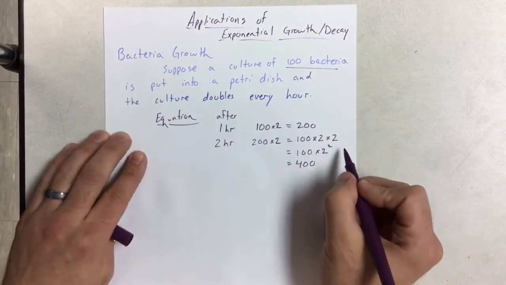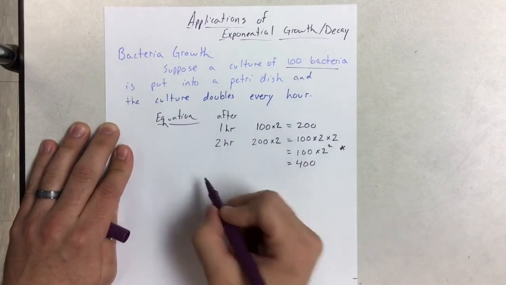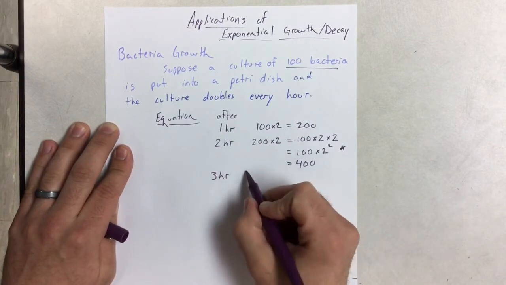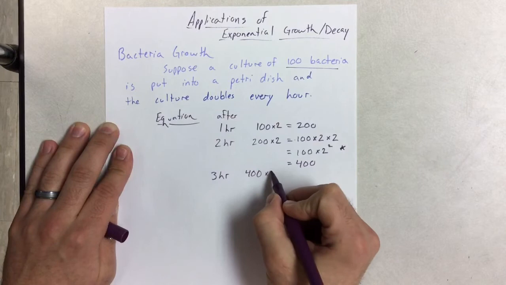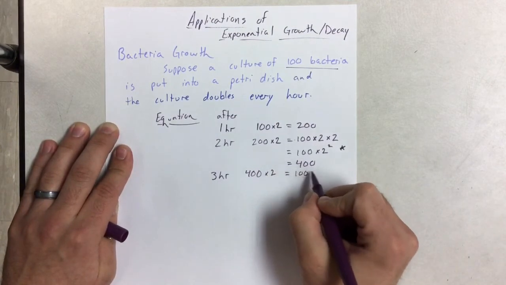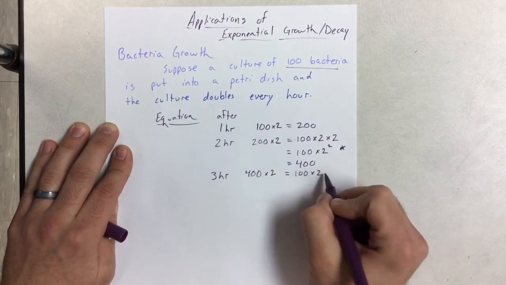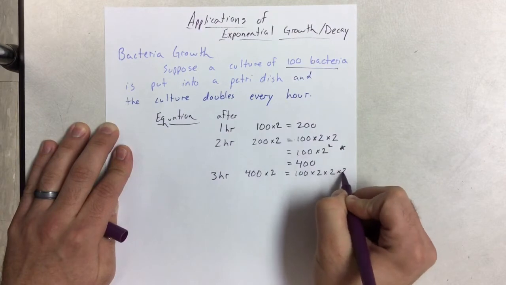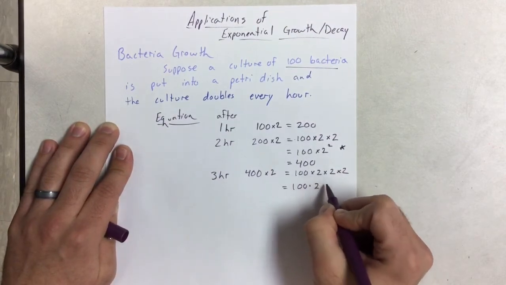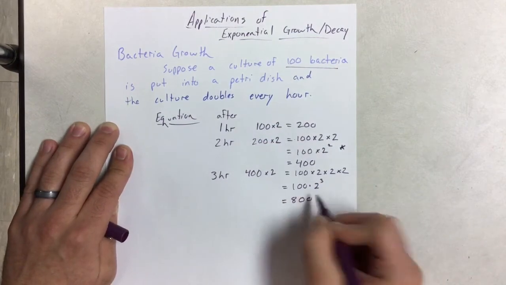Okay, so we're going to make note of this line here. After 3 hours, the previous we were at 400, we're doubling, so we know it's going to be 800, but let's write this as 100 times 2 times 2 times 2, or 100 multiplied by 2 cubed. We know this to again be 800.